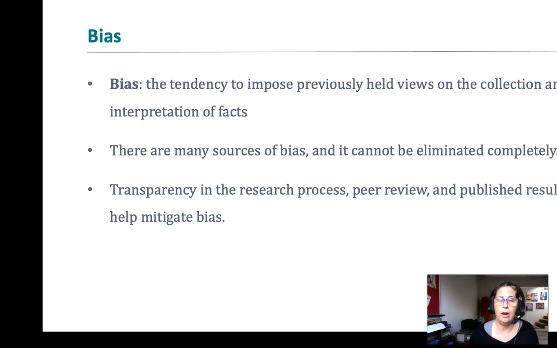Now, we can work hard to overcome our bias. We can have others help us see our bias. Nobody can be unbiased. So there are ways to still do research and know that bias is going to be a part of it. There's many sources of bias and it just can't be eliminated completely. We cannot be completely objective. We are subjective. We are full of our own ideas, our own experiences.